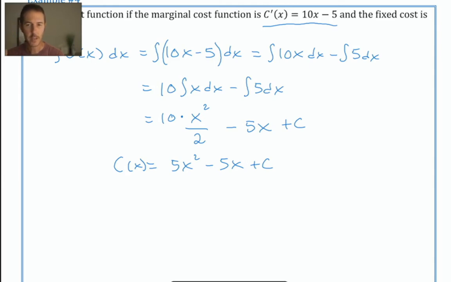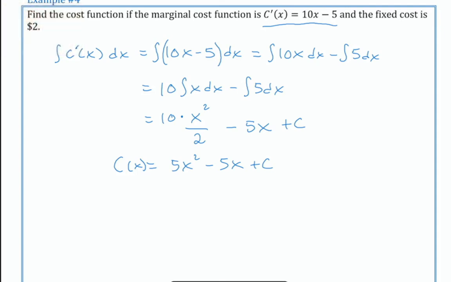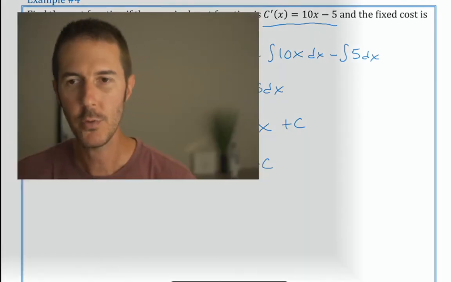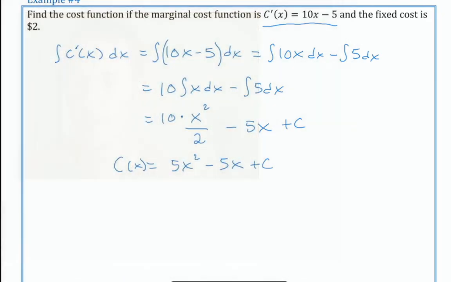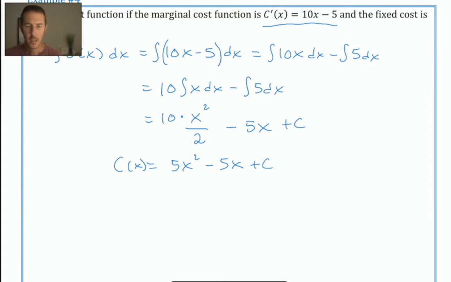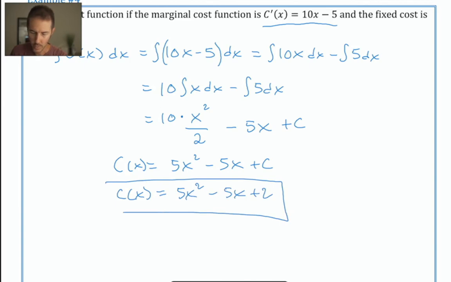So it's not impacted by the variable, and this problem tells us that our fixed cost is $2. So I'm going to take that $2, I'm going to make myself smaller first, sorry about that, and that fixed cost is going to become 2. So we can write our final cost function as 5x squared minus 5x plus 2. So the cost of producing 0 units would be $2.